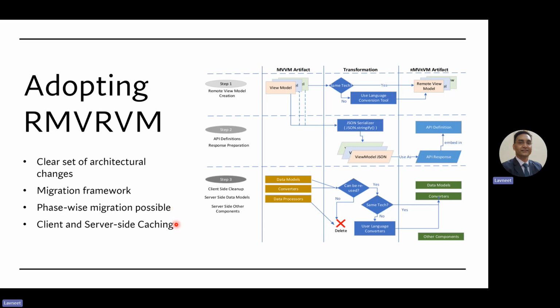We also have studied that client-side and server-side caching could be done wherever the data is frequently used and we don't want to go to the server again and again to get the same data. So caching is all okay for the RMVRVM paradigm. In addition to this, we have done a lot of research on the server-side energy consumption and the client-side energy consumption, and much more detailed research work is available. If you are interested, we can share the research work with you.